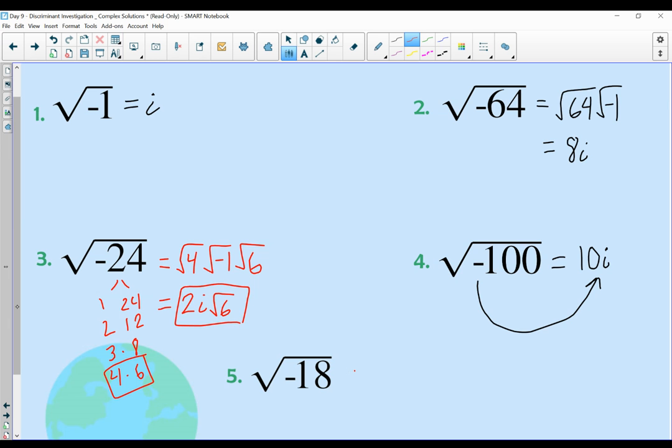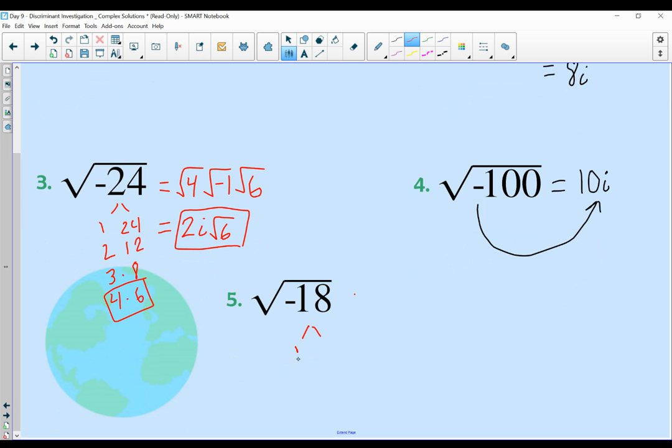All right, so now with 18, I'm going to do something similar. What are the factors of 18? 1 and 18, 2 and 9. All right, cool. 9 is a perfect square. So I'm going to break this up into the square root of 9 times the square root of -1 times the square root of 2, because 2 times 9 gives me 18 back. All right, so what's the square root of 9? 3. What's the square root of -1? i. What's the square root of 2? Well, again, we don't know. It's not a whole number, so we leave it as square root of 2.